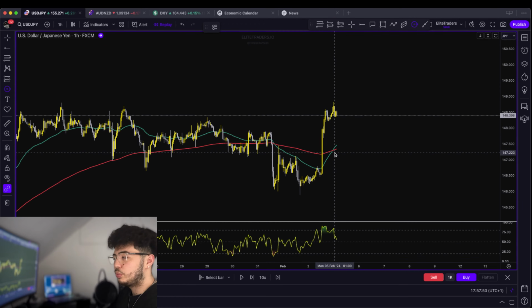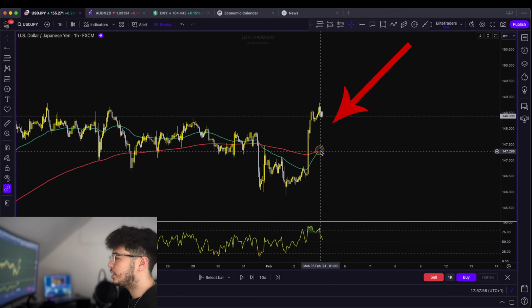So we just covered the daily time frame. We just saw that was bullish. So for the hourly time frame, we can see here we've just turned bullish.